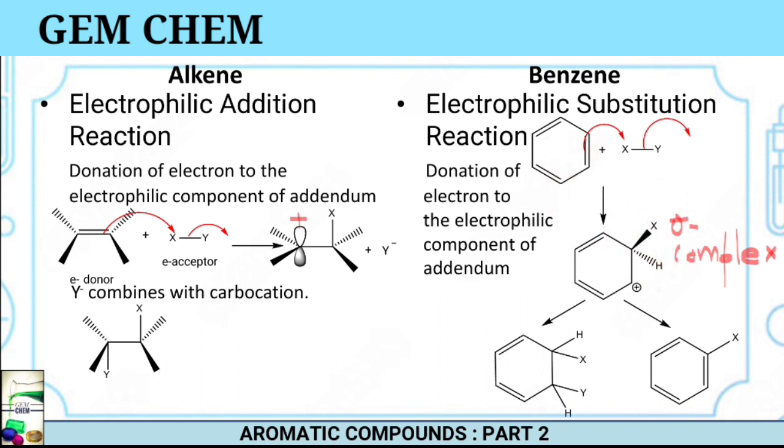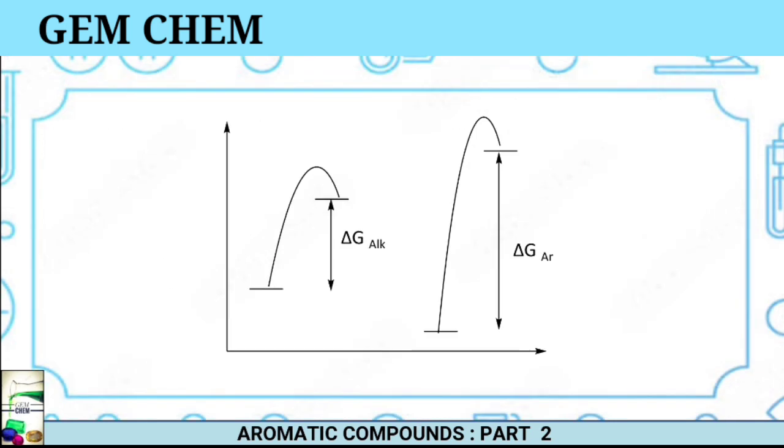Now we are going to see the graph for this. Here you can see this is the reaction coordinate and this is the value of energy. From here you can understand this is delta G dagger of alkene and this is the delta G dagger for the aromatic ring. Here we can see that this value is much more than that of alkene because the polarity of the alkene is very high. As a result, it needs much less energy for electron donation.